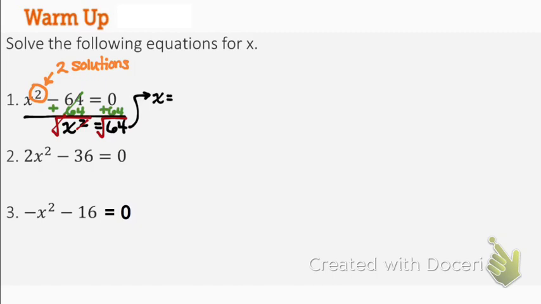So I would have x equals, how many answers do we get though when we take a square root as part of this process? 2. One that is positive and the other is negative. So I'm going to have plus or minus the square root of 64. Is 64 one of those numbers that you guys know the square root of? What is the square root of 64? 8. So x is equal to positive or negative 8. So I would say x equals 8 or x equals negative 8.